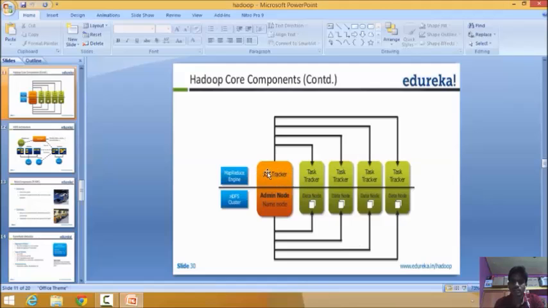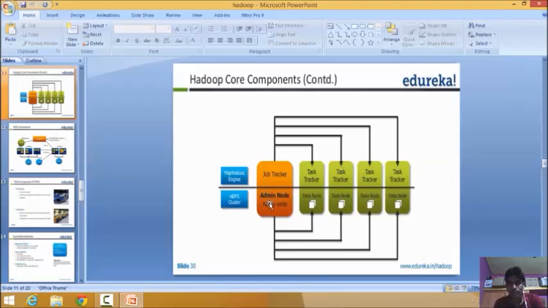The main responsibility of job tracker is to handle the jobs given by name node and assign it to task tracker. See here, it takes the job and assigns it to task tracker. Then what is task tracker? It takes the job assigned by job tracker and it performs the job.